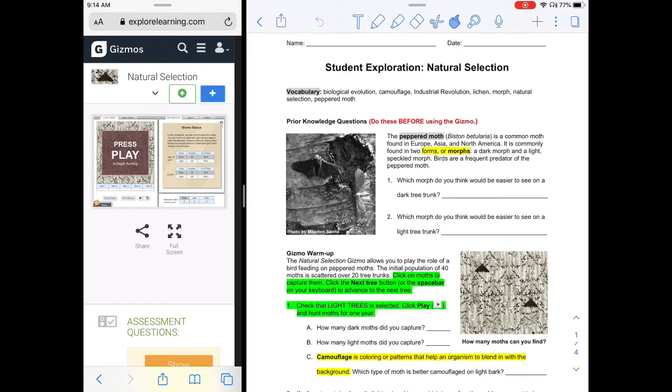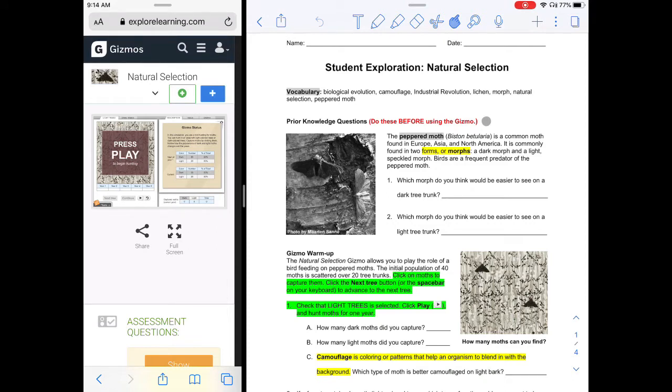The other video that's embedded in the assignment was just more of an introduction to the assignment and this process of natural selection. So when you're starting out on this gizmo, the first part you've got to work on is just the prior knowledge questions. And these are ones that you should do before using the gizmo, as you can see highlighted in the red.